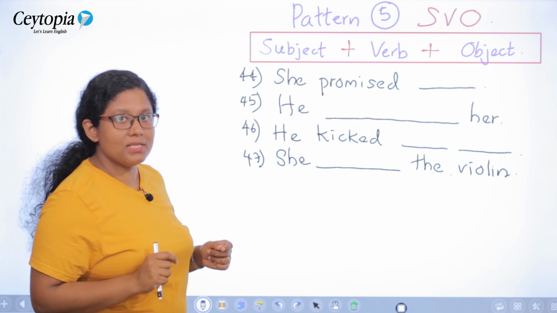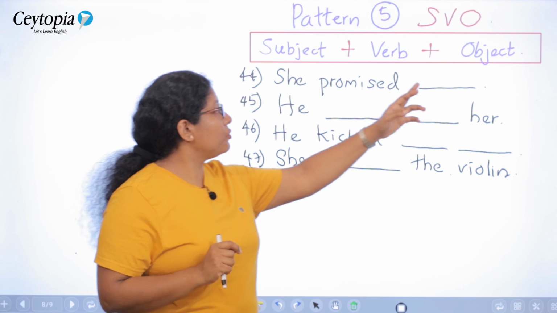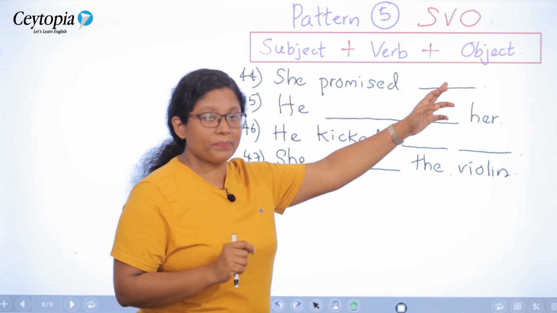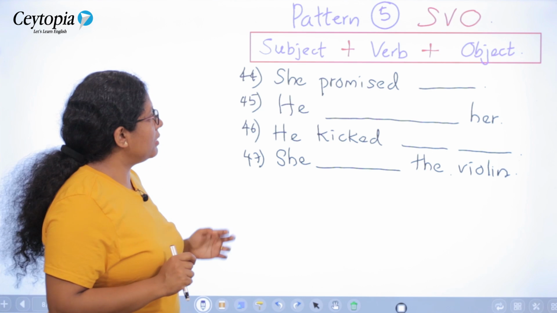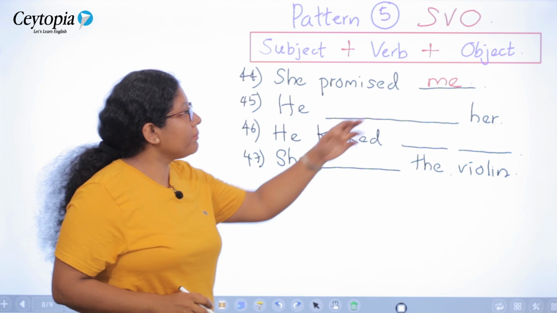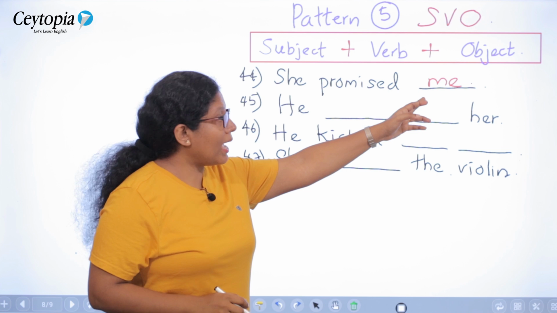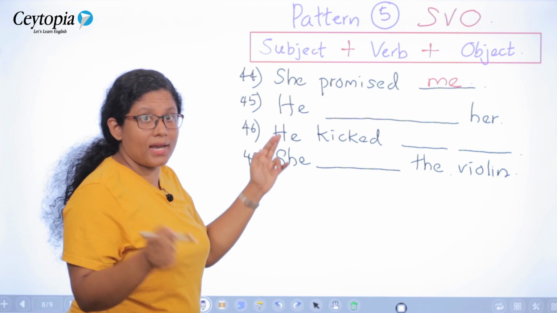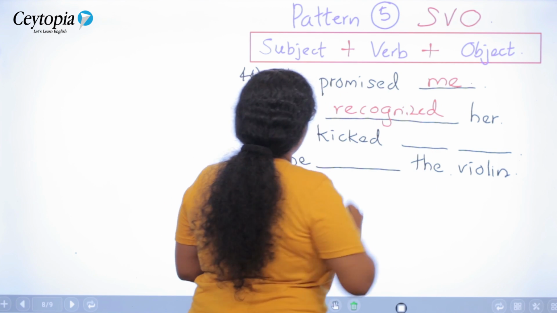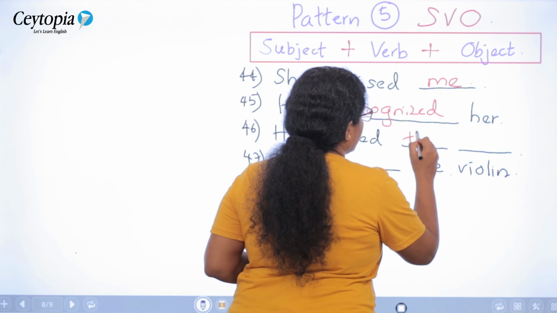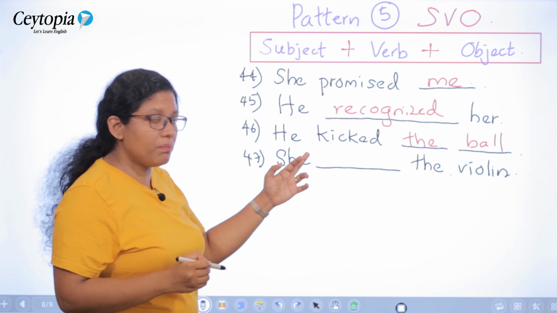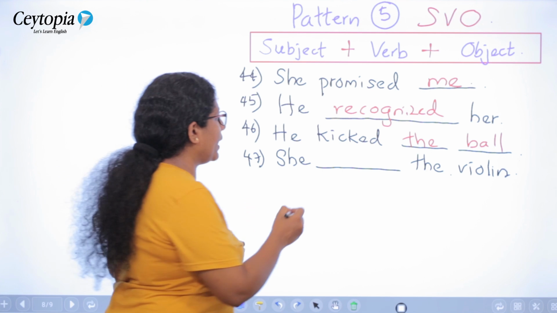Now, in these examples, you will see that you have an object and you have a verb which talks about an action which has a passive object. Let's analyze this with an example. She promised me. She promised to someone. So, me is the object here and you have used an object pronoun. He recognized her. He kicked the ball. The ball is the object here. He is the subject. Kicked is the action verb here. She played the violin.